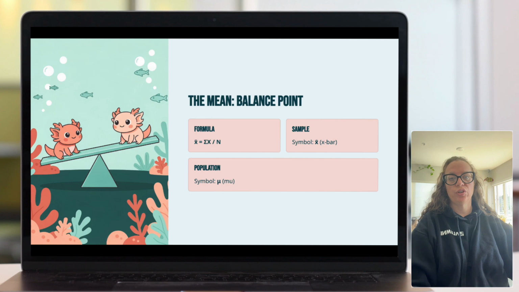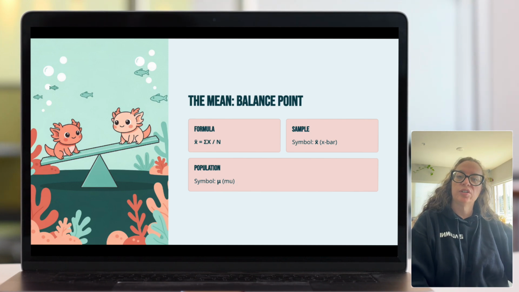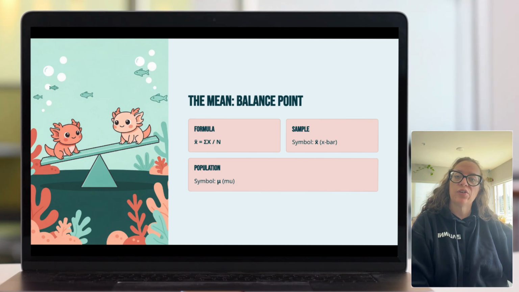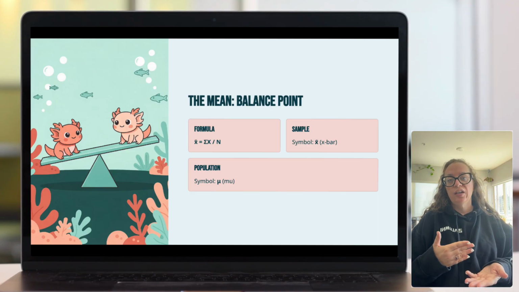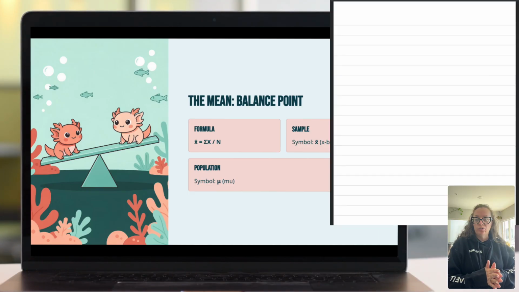So the calculation is straightforward. Step 1: add up all the values. This gives you the sum of x. Step 2 is count how many values you have. This gives you n. Step 3 is divide the sum by the count. Okay, and that's it. That's how you calculate a mean.